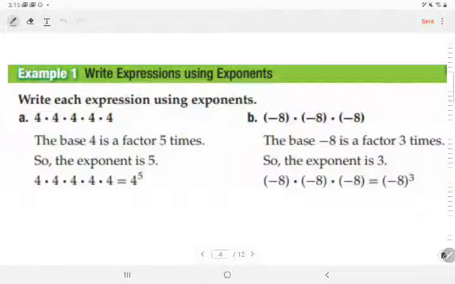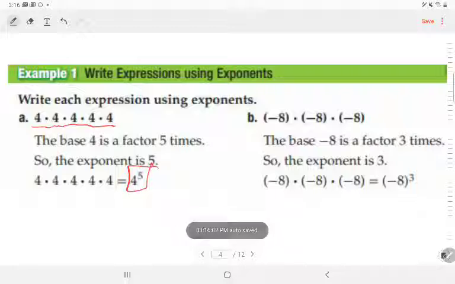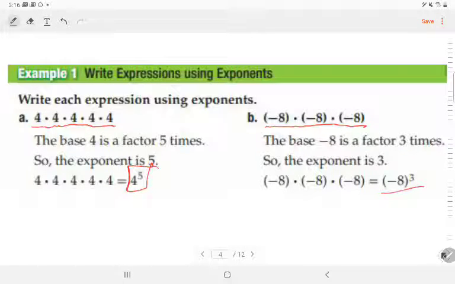So write an expression using exponents. So we're not solving anything. We're just writing it with exponents. So we have 4 times 4 times 4 times 4 times 4. We could simply write that as 4 to the fifth power because there's 5 4s. Or negative 8 times negative 8 times negative 8. We could simply write that as negative 8 to the third power because there's 3 of those multiplied to each other.